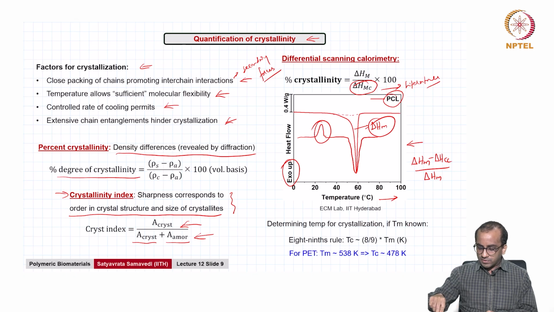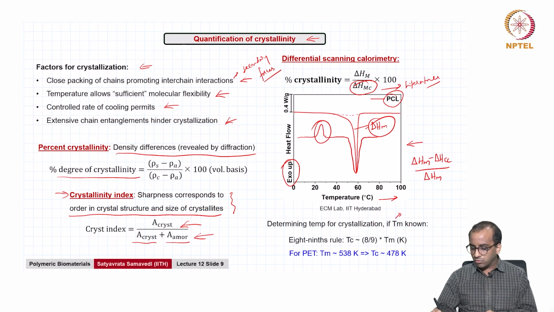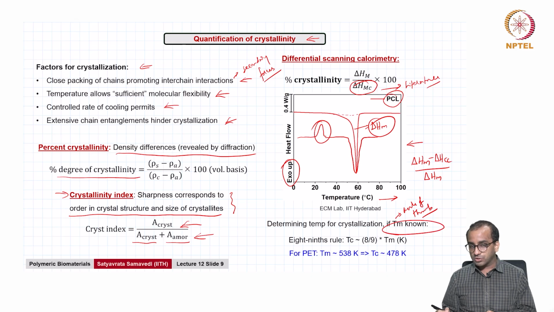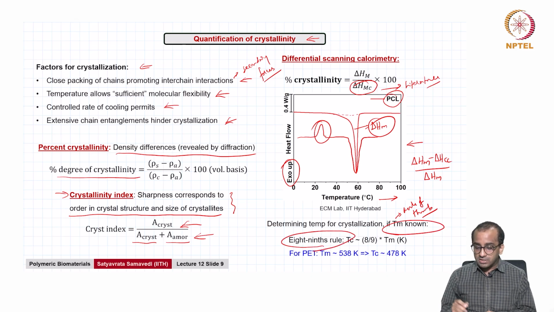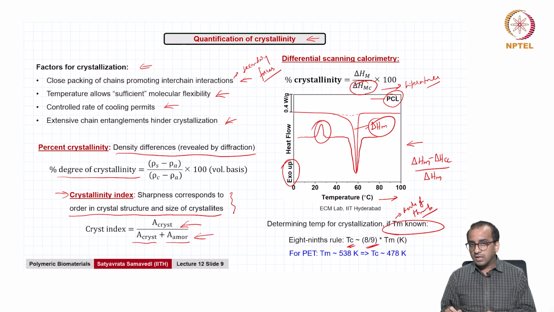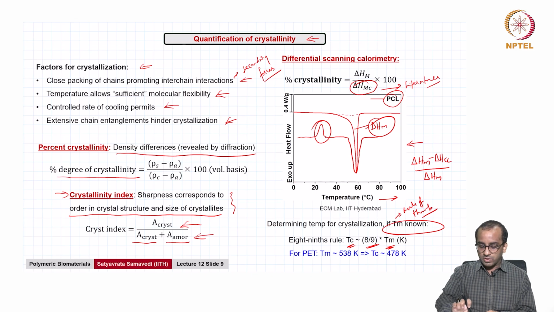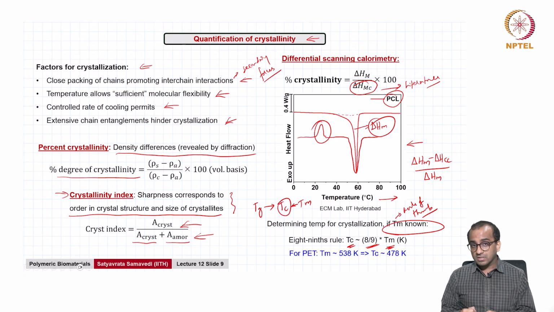Another rule of thumb, for looking at the temperature of crystallization if the melting temperature is known, is called the 8/9 rule, where the crystallization temperature is roughly 8/9 of the melting temperature. So, if you consider Tg and then you have Tm, somewhere in the middle you will have the crystallization temperature.